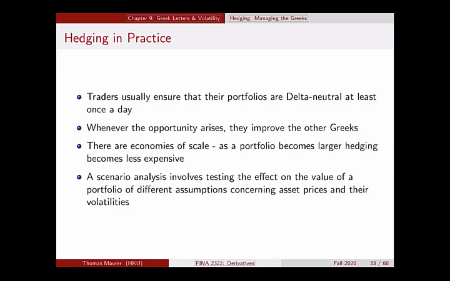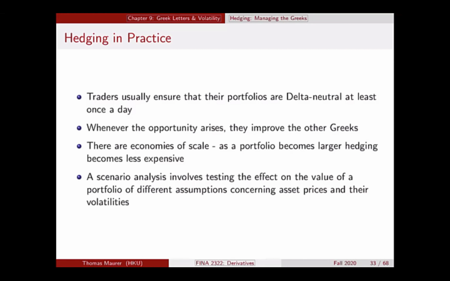In practice, traders are concerned with various types of risks. Typically, traders try to be delta neutral at least at some point during the day. And then when opportunity arises, they will actually also try to make themselves gamma, vega, rho, and theta neutral. But typically these other Greek letters are less of an importance to traders than delta, because delta is kind of the first order effect, because S moves around all the time, or the price of the underlying asset.